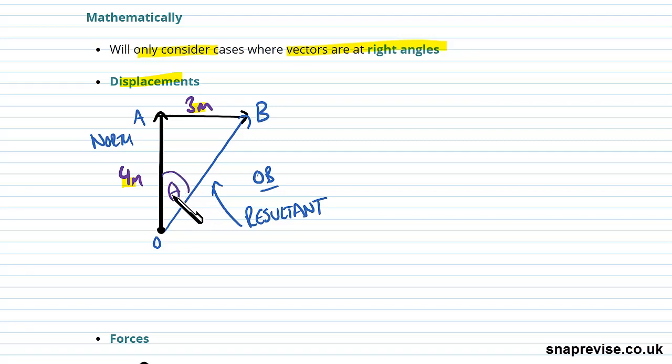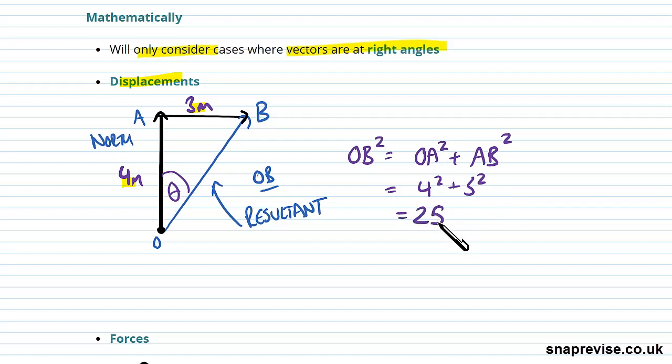We're going to use Pythagoras' theorem, which is that the length of the hypotenuse, which is this side, OB, is simply equal to the square root of the square of OA and AB added together. So that is to say that OB squared equals OA squared plus AB squared, which is to say OB squared is 4 squared plus 3 squared, which is 25, which is 5 squared. So OB is 5, that is to say the magnitude of OB is 5 meters.